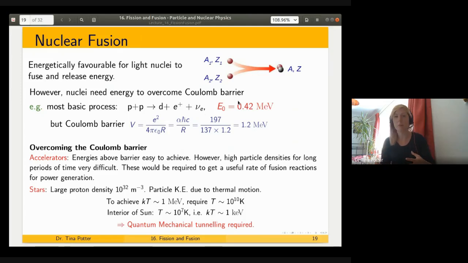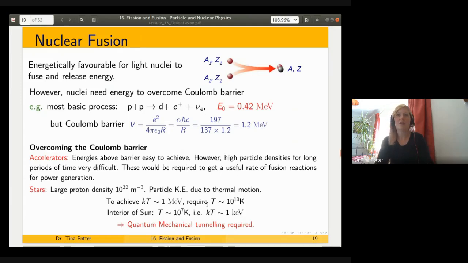That's what should happen. So if you want to achieve this, to overcome this Coulomb barrier, you're going to need energies of about 0.8 MeV or 1 MeV. Let's simplify it here. You're going to need energies of around 1 MeV, and that means the temperature has to be about 10 to the 10 Kelvin. But our sun is actually much cooler than that. It's only about 10 to the 7 Kelvin, 1,000 times cooler.